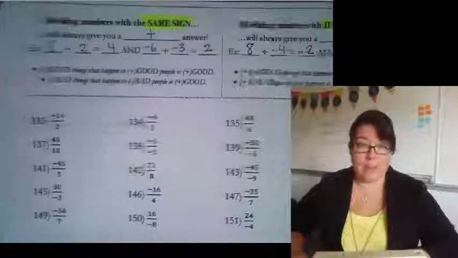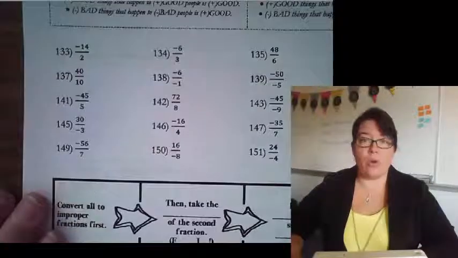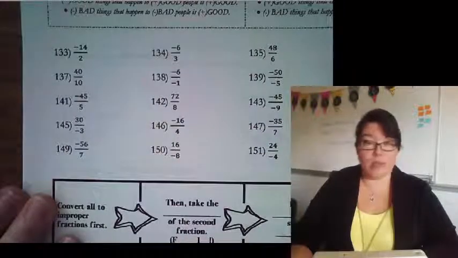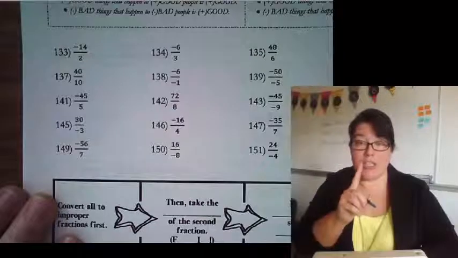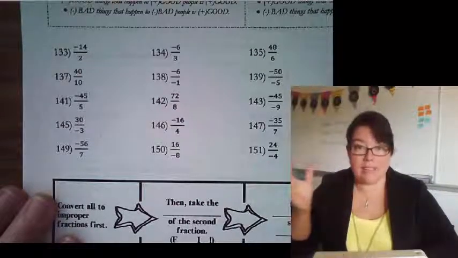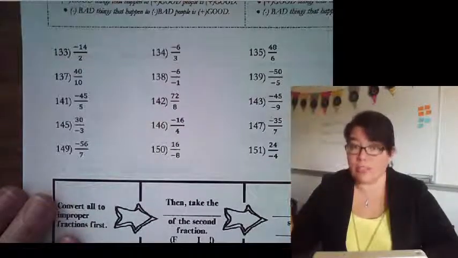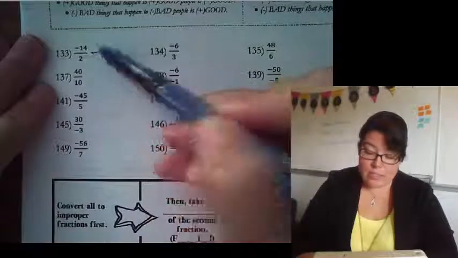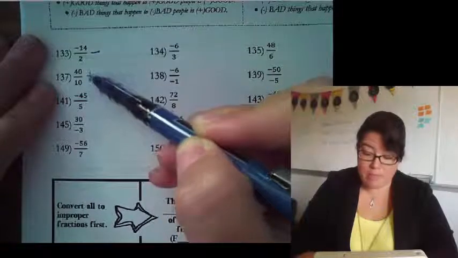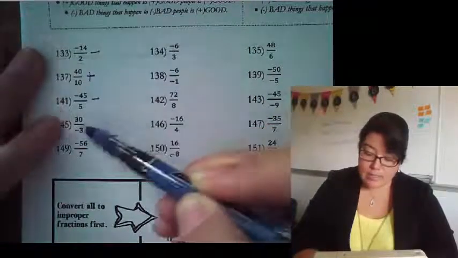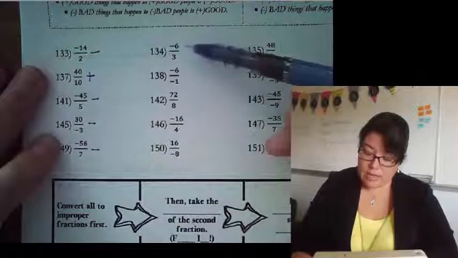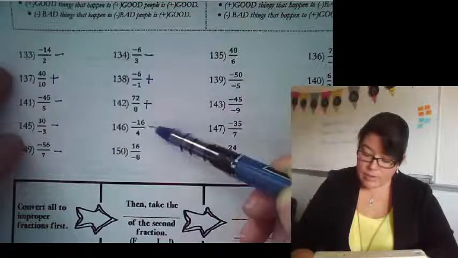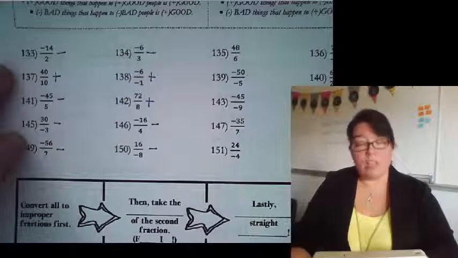So let's take a look. Okay, so we're going to do these two columns together on the video, and then the other two columns will be yours to do on your own. The first thing I'm going to do is go through and look for my signs. Do I have the same signs or do I have different signs? Let's take a look. Here I have a negative and a positive. Those are different, so my answer will be negative. These are the same. My answer will be positive. Different, different, different, different, same, same, different, different. So those are my signs.